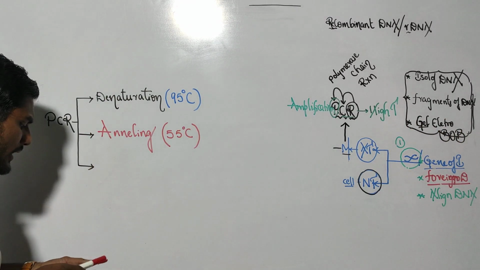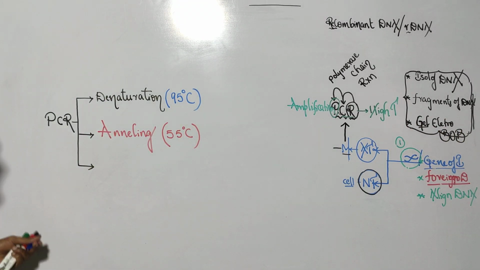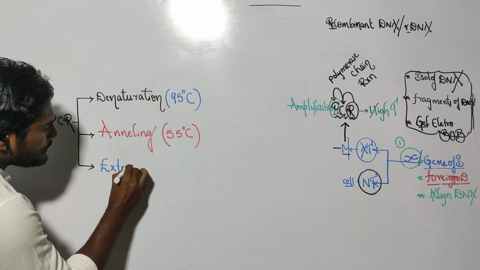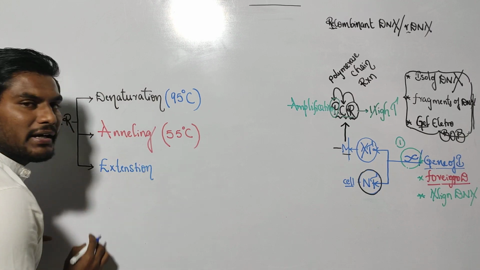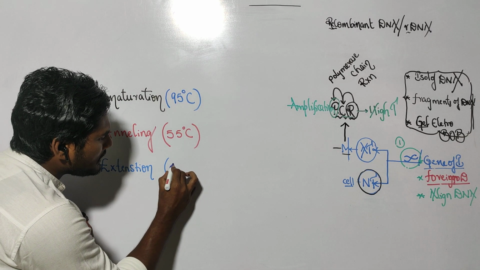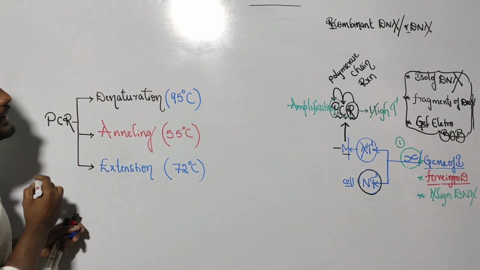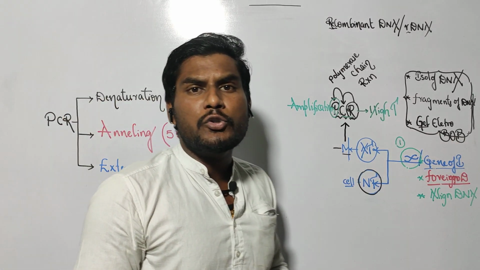After annealing, what is the third event? The third event is extension. This is the third event, and the extension is happening at approximately 72 degrees Celsius.